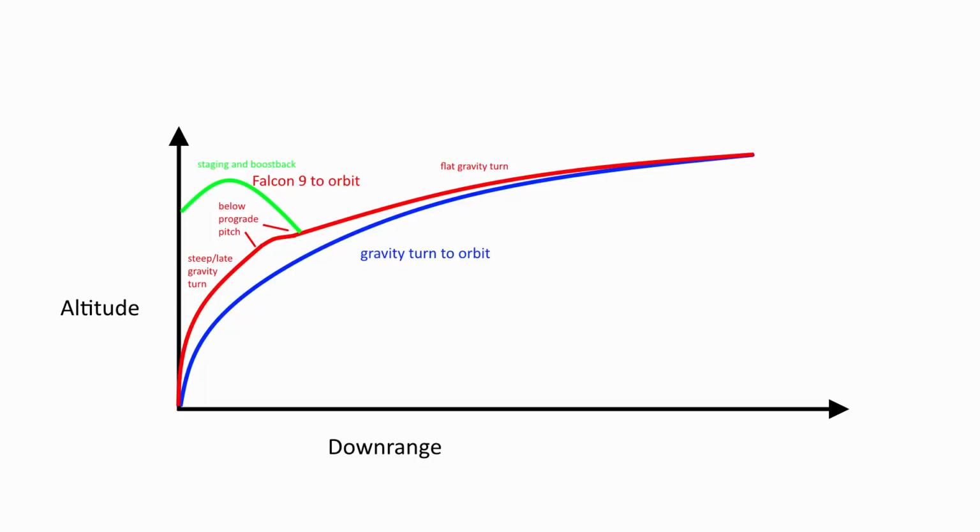Hello everyone, today I'm just going to explain to you why the Falcon 9 rockets, and also other rockets, don't follow an exact gravity turn. Now the gravity turn is a well-known, somewhat ideal rocket flight path.